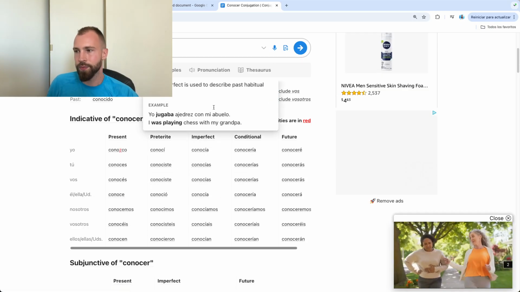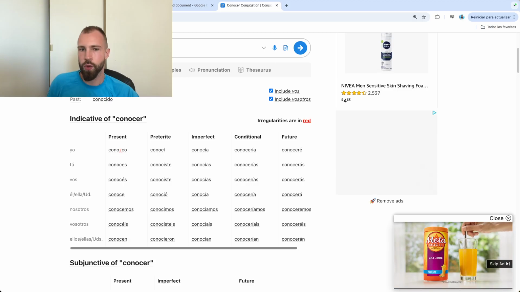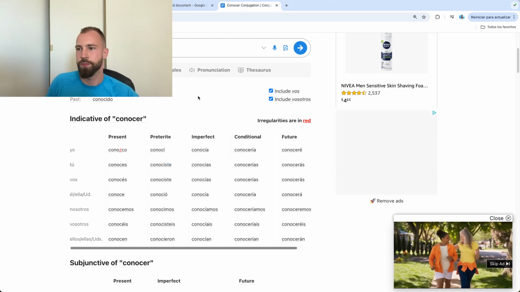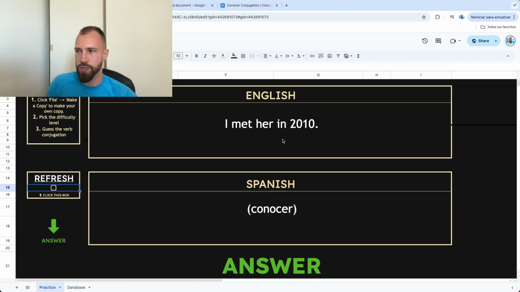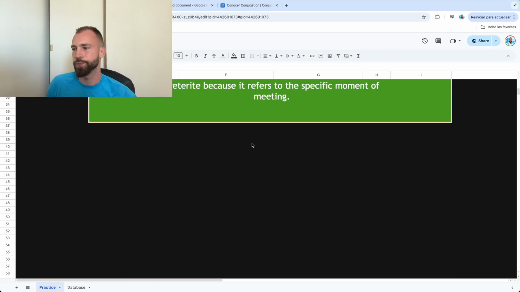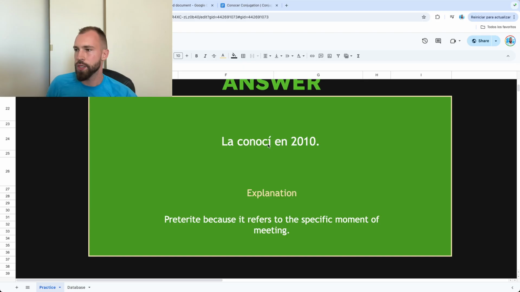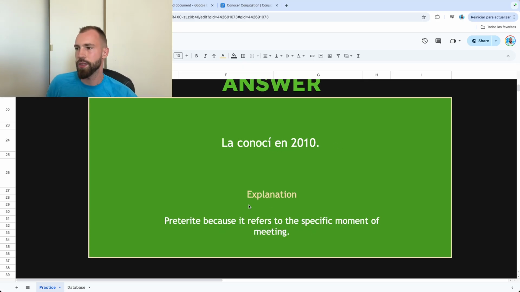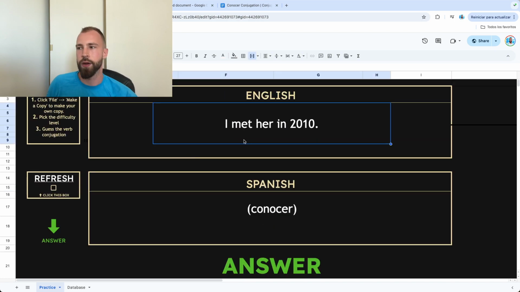Memorizing these endings is work. It requires effort, but there's nothing I can really give you that'll help you. Just look at the patterns, practice using them, and you'll memorize them with time. So, yo la conocí en 2010. Preterite because it refers to the specific moment of meeting. We know we met her at that specific moment in 2010.